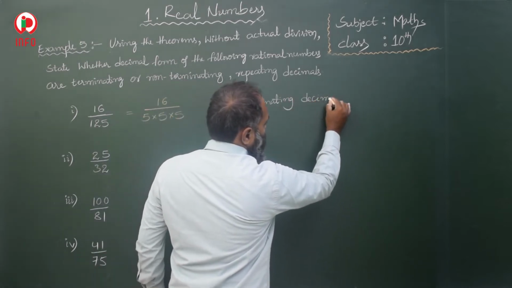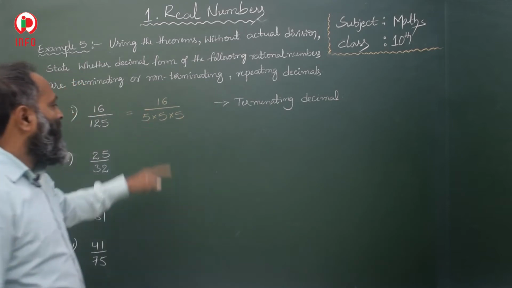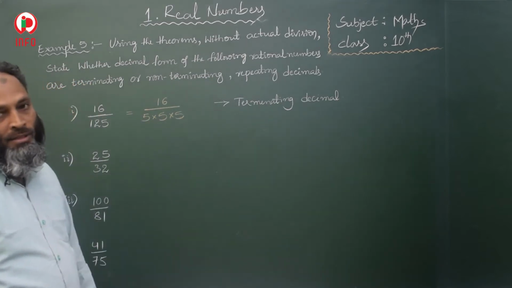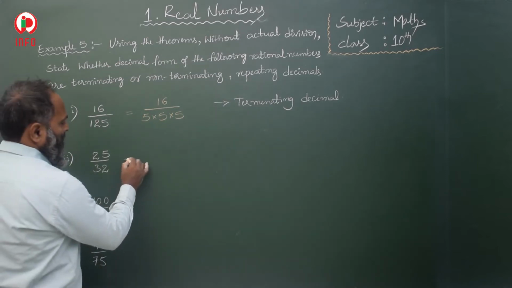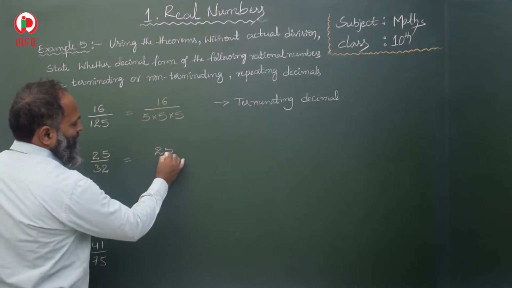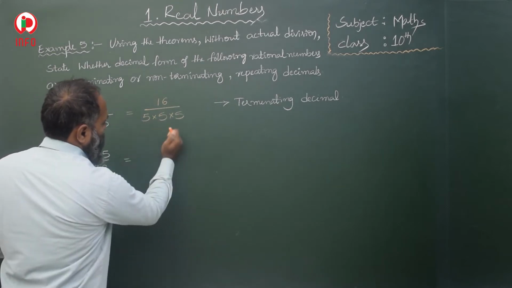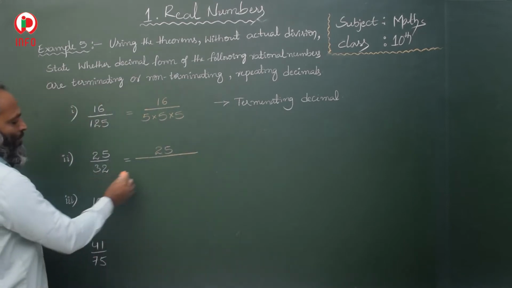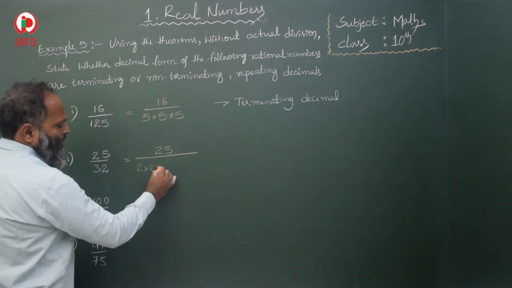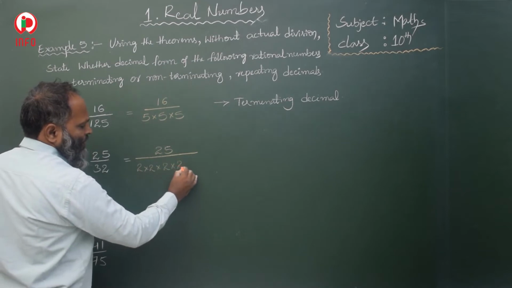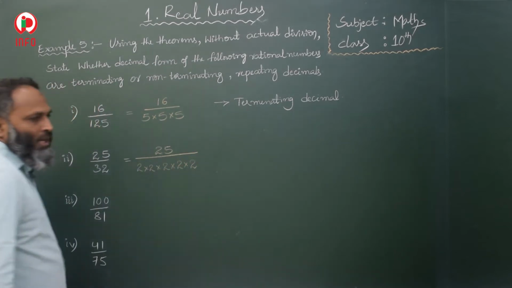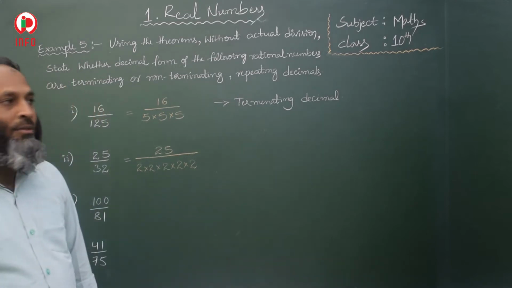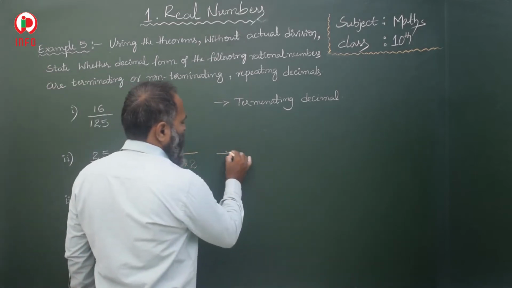So why is this a terminating decimal? The denominator q has prime factors that are all 5s. Okay. The next, numerator same and the denominator 32. How can we split it as a product of prime numbers? 32. 2 2s are 4, 4 2s are 8, 8 2s are 16, 16 2s are 32. Here the denominator is a product of 2s, so this is a terminating decimal.